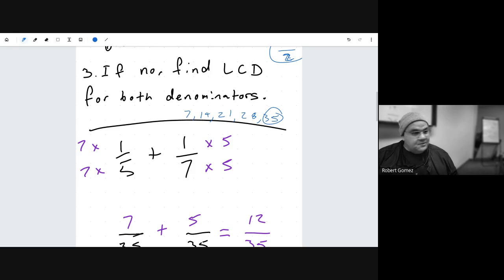So 5 and 7 both share 35. So that's the one I'm going to go with, right? That's because they have it in common. That's the C in LCD. It means common, right? It's the number that they both have in common.